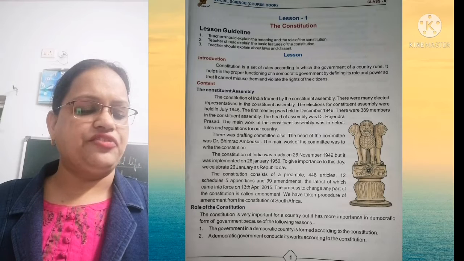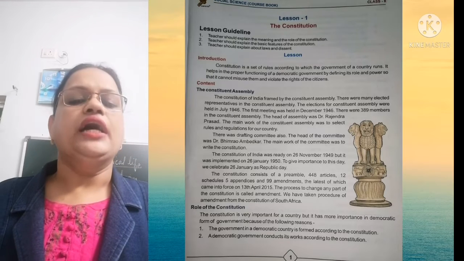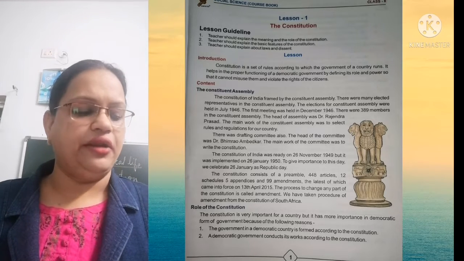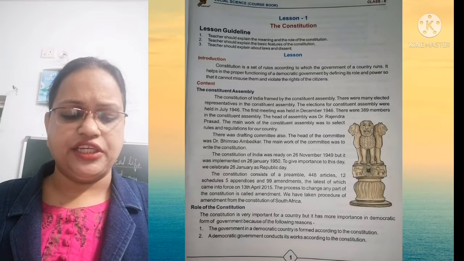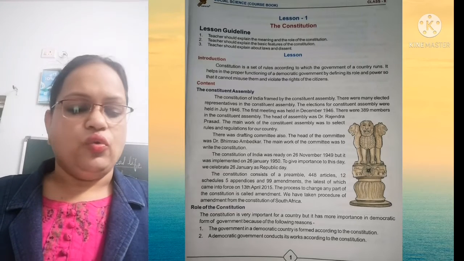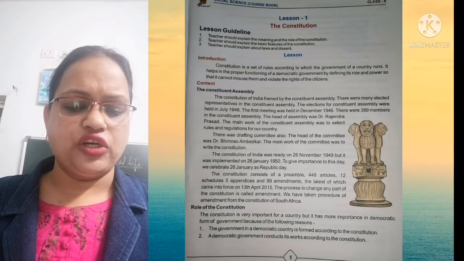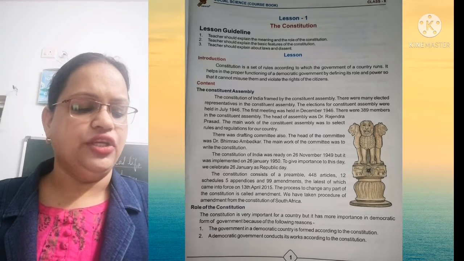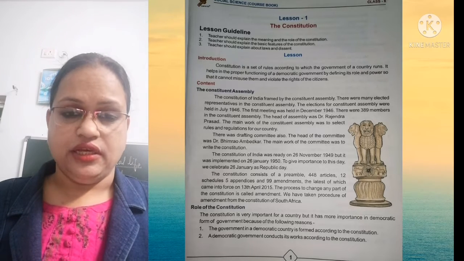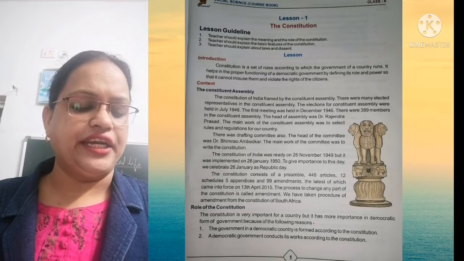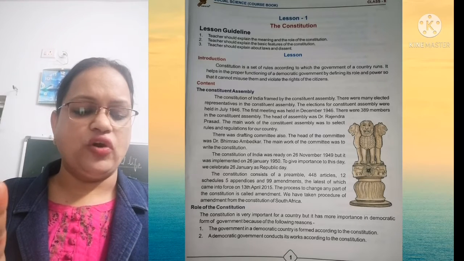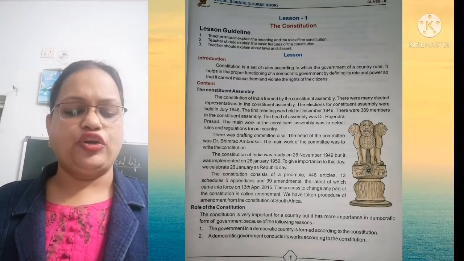There were many elected representatives in the Constituent Assembly. Representative means people who are elected. The election for the Constituent Assembly was held in July 1946. Underline with your pencil, July 1946. The first meeting was held in December 1946.